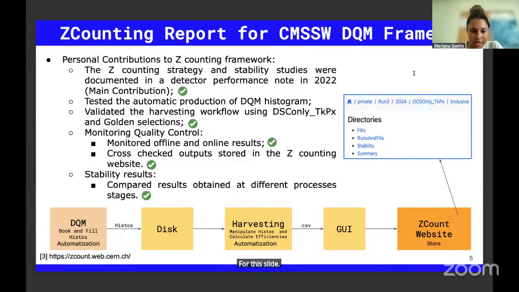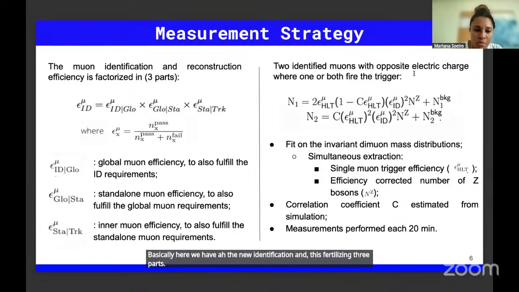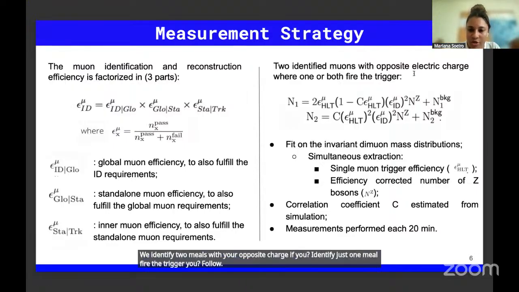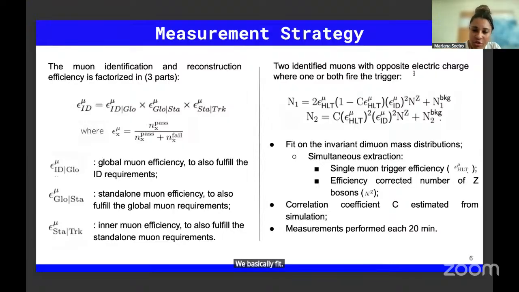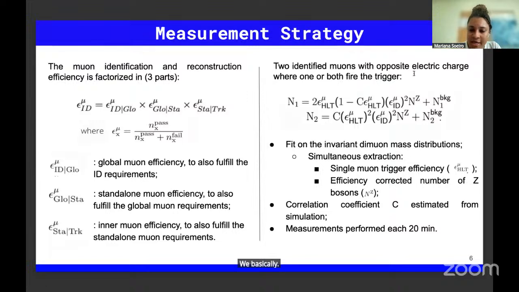Here we have the muon identification, and it is factorized in three parts. We have the global, standalone, and the tracker part. We identify two muons with opposite charge. If you identify just one muon firing the trigger, you follow the first equation. And if both muons fire the trigger, we follow the second one. We basically fit the invariant muon mass. I don't show you in this presentation because it's too much, but we basically fit that. And these results are produced in 20 minutes.